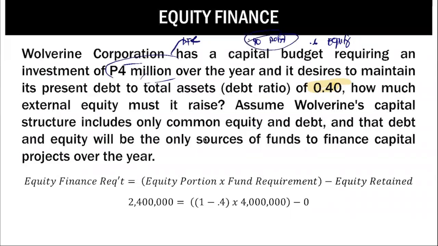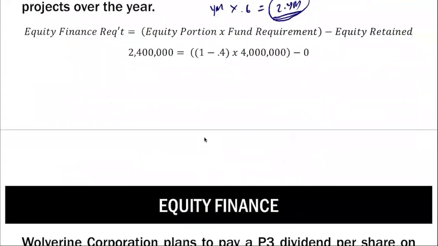So if we have 0.40 debt, we have 0.6 equity needed. So 4 million fund requirement times 0.6, we need 2.4 million equity finance. It's quite easy because we just need to get the rate of the equity to be financed. Here, the rate is 0.6, therefore 0.6 of 4 million. Since there's no equity retained, we don't deduct anything.